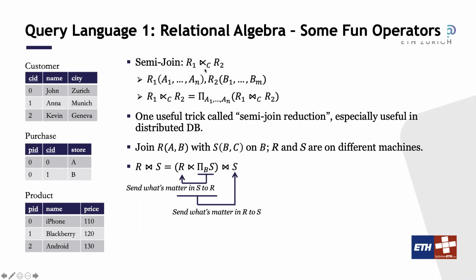Okay. So the semi-join with the condition C. Essentially, you do the theta join between R1 and R2, and then you project to the attributes only of R1. Here R1 is A1 to AN, R2 is B1 to BM. When you do the projection of the join, you only pick those attributes in R1. Is this clear? For example, I want to do customer theta join purchase.